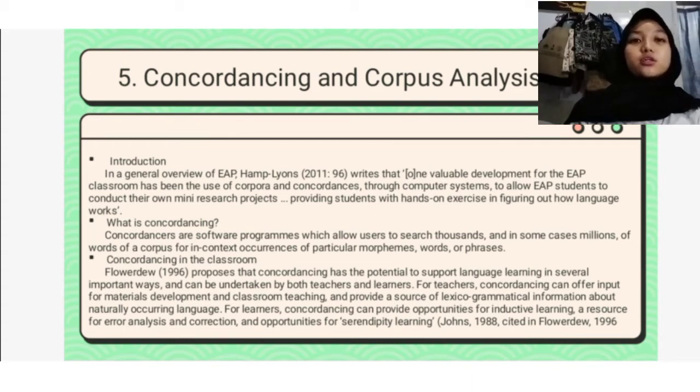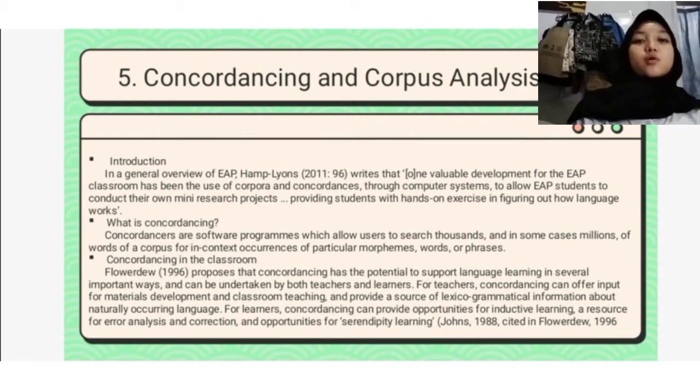By analyzing the series of concordance lines, a user can form hypotheses about the lexical and grammatical patterns of the keyword "decline." For example, decline occurs in contexts related to business and economics. Decline occurs in both noun and verb slots, and decline can be followed by the prepositions "in" and "of." And the next is concordancing in the classroom.